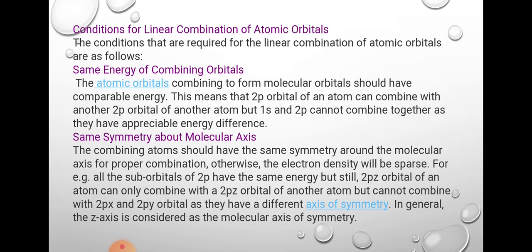same symmetry. For example, for homodiatomic molecules such as nitrogen, oxygen, fluorine, etc., 1s atomic orbital of one atom can overlap with 1s atomic orbital of another atom. 2s can overlap with 2s and 2pz can combine with 2pz. Okay, so orientation also matters.